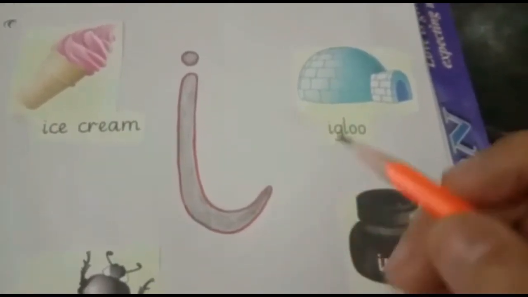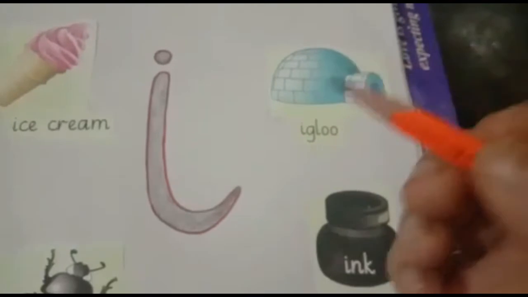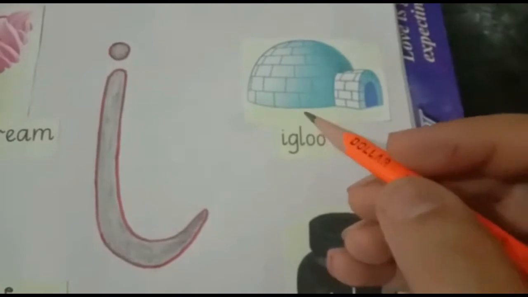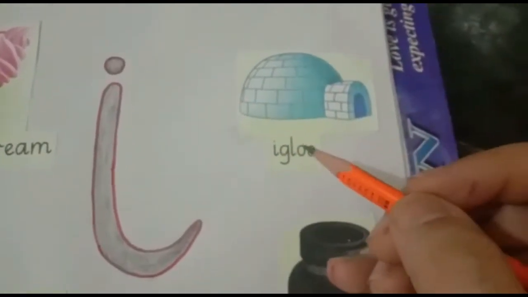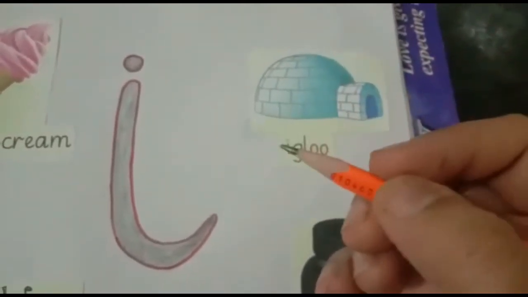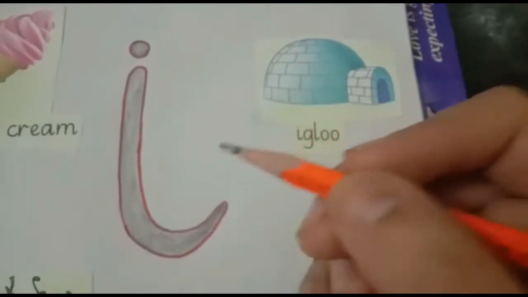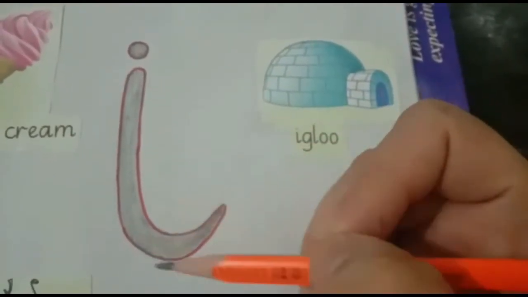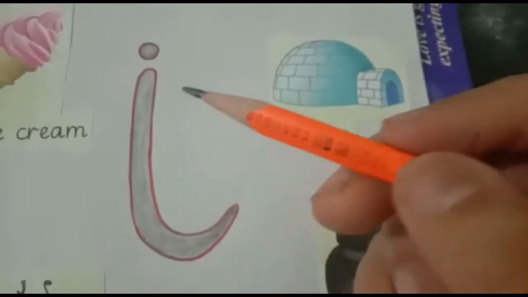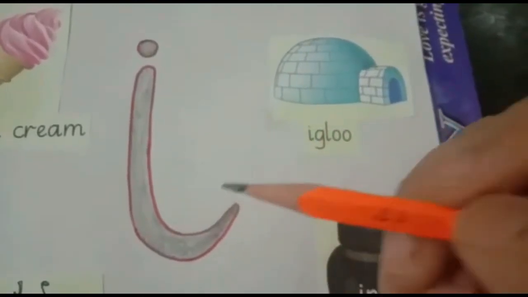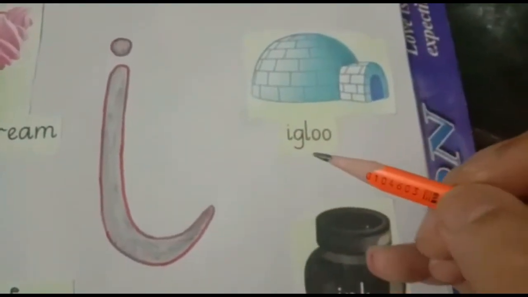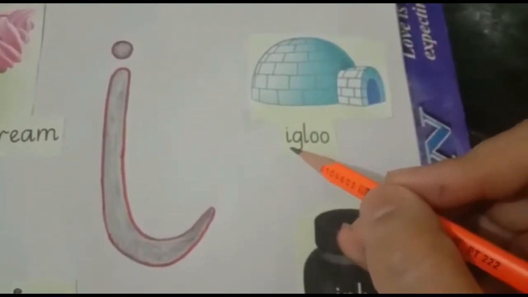Okay, what begins with letter I? Here you can see a picture. What is this? Yes, igloo. Now first of all, I will tell you about the short sound of this letter, like I, A, I, A. This is the short sound for letter I, A, igloo. And I is the first letter in igloo.